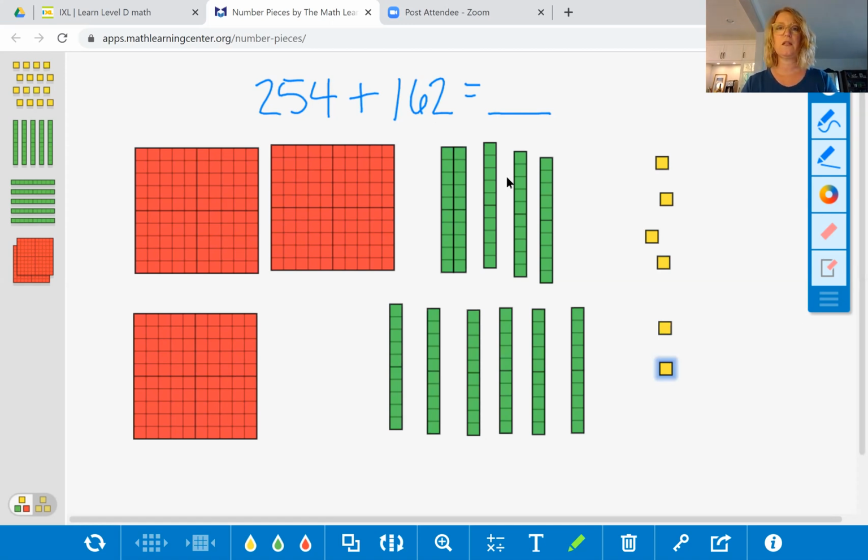Let's put them together. Let's start with the ones. 1, 2, 3, 4, 5, 6. There is 6 ones. Now, I'm just gonna write that down right here. 6 ones. Okay. 6 ones is the same thing as 6. Now I'm going to put the 10s together.